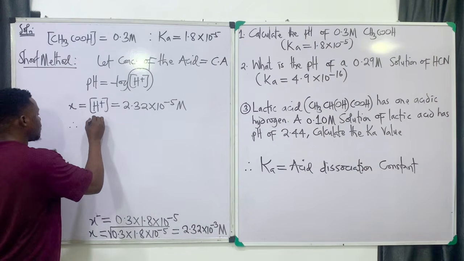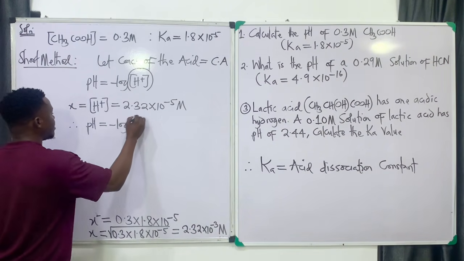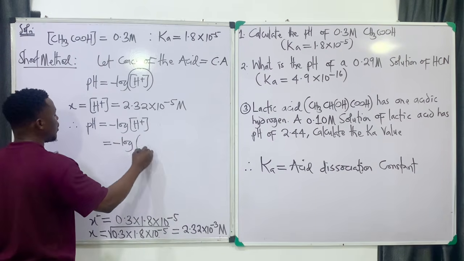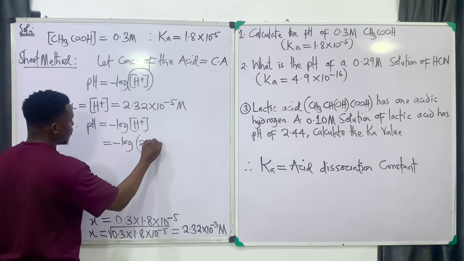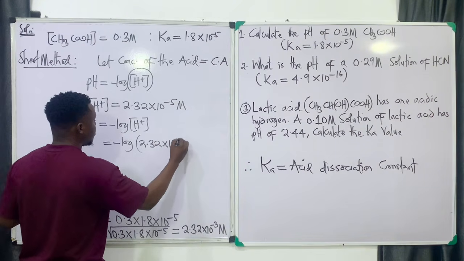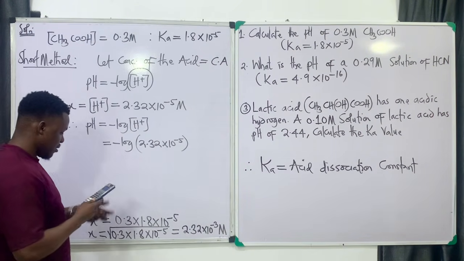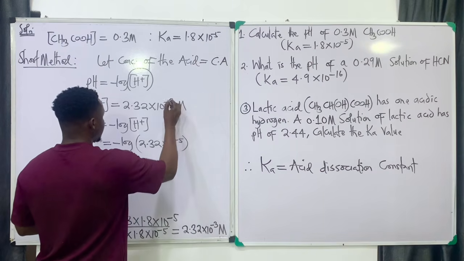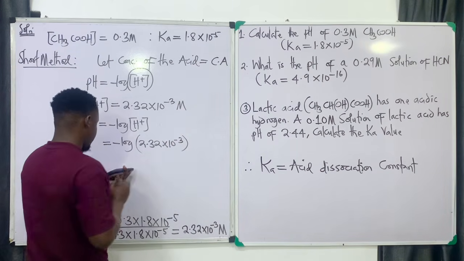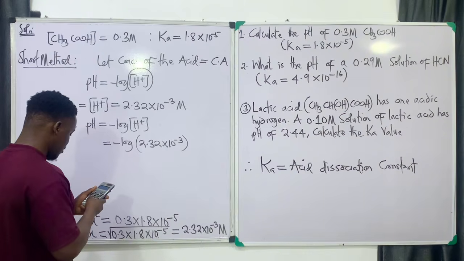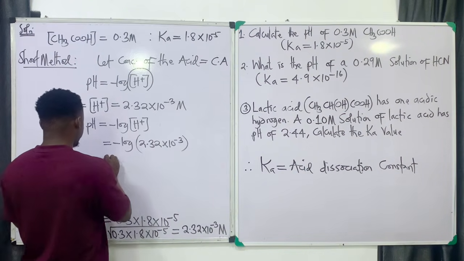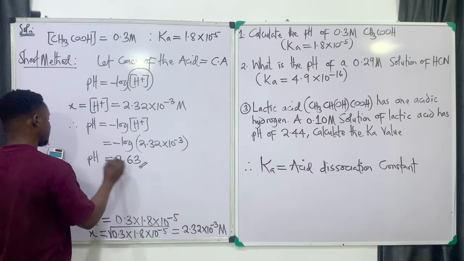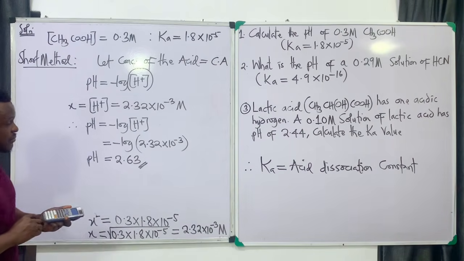Now pH equals negative log of H plus. This is negative log. Anywhere you see this H plus, you put 2.32 times 10 raised to the power of -3. So this becomes negative log, and we have our pH equals 2.63.